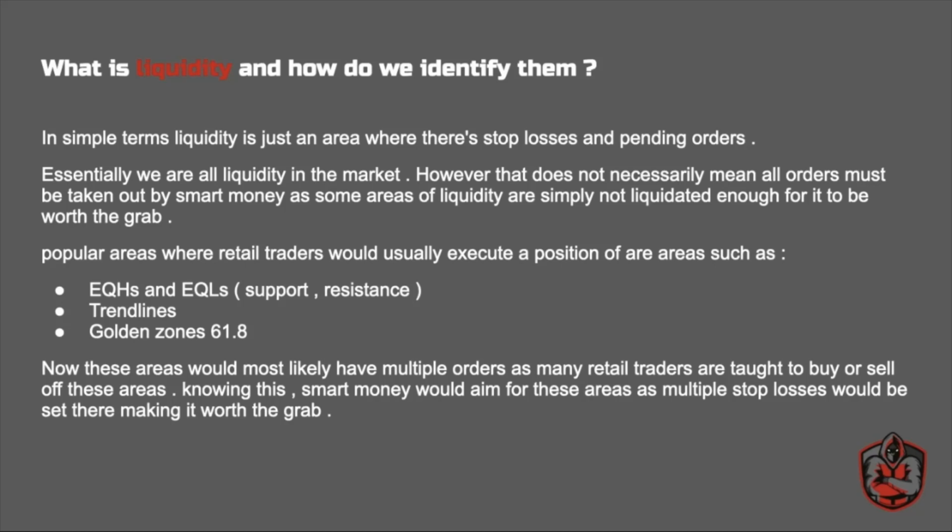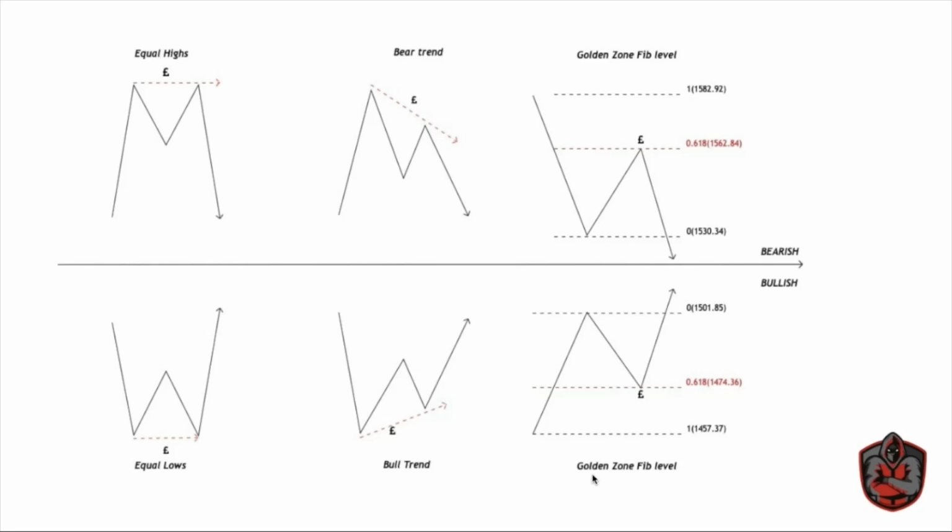Now, what does that mean? That means there are a lot of stop losses at these areas, right? Which, from a smart money's point of view, is all liquidity that they can capitalize on. Now, these areas would most likely have multiple orders, as many retail traders are taught to buy or sell off of these areas. Knowing this, smart money would aim for these areas, as multiple stop losses would be set there, which makes it worth the grab. Identify it as liquidity within the market.